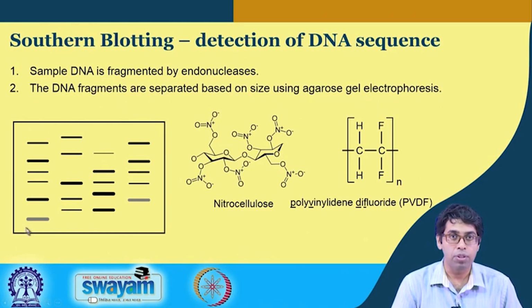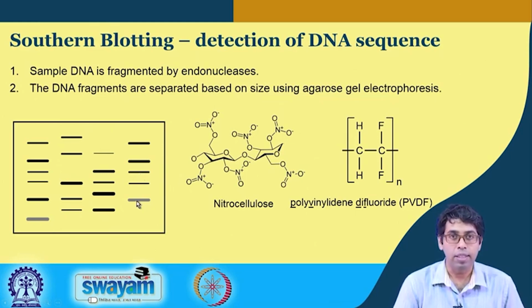This is what we are showing here schematically. Let us say we have DNA from 4 different sources, and we have used a particular type of endonuclease to cleave them into different fragments, and now we separate these fragments in the agarose gel electrophoresis. So, if this is the positive terminal and this is the negative terminal, the smaller fragments will be here and the larger fragments will be up here, and we can see that all these different fragments have separated based on their size.